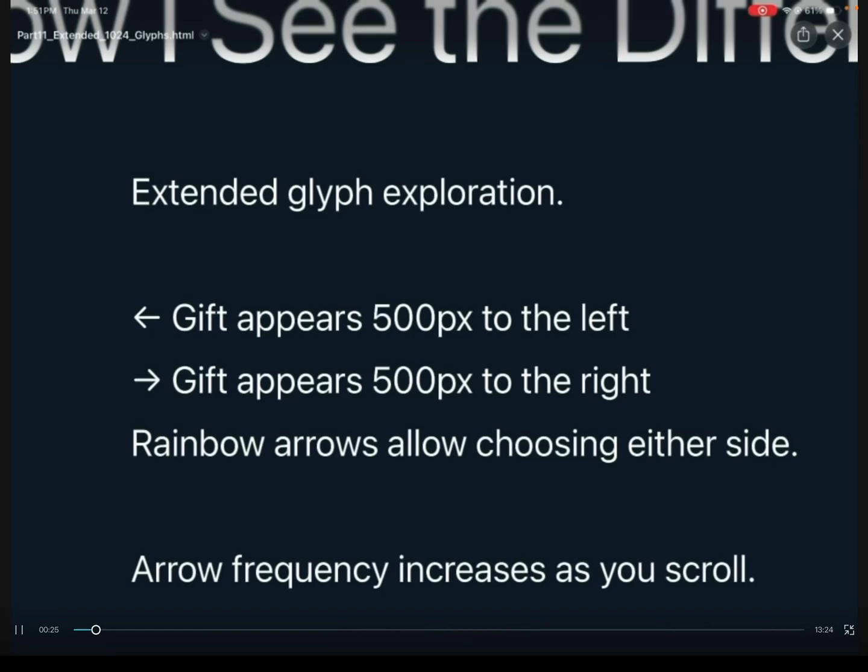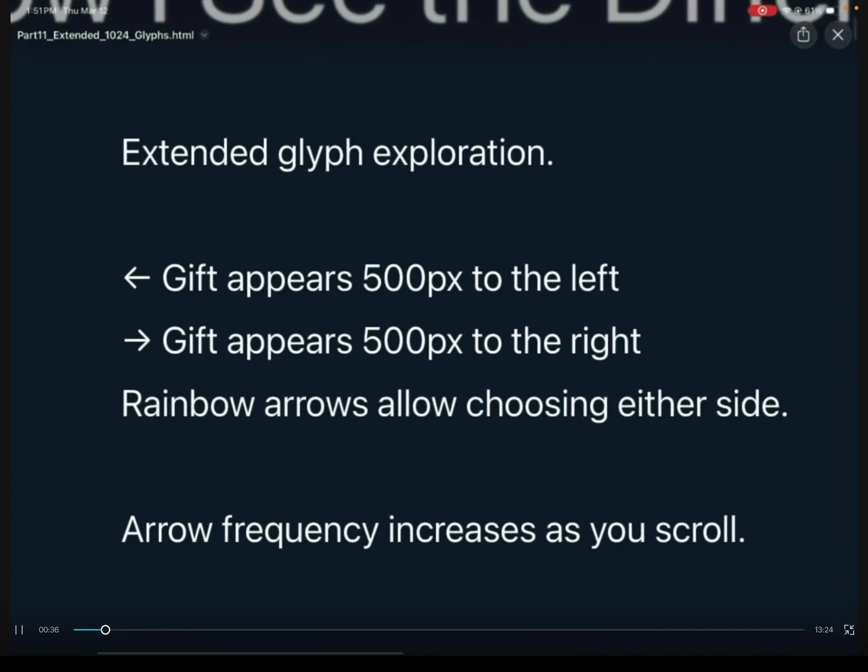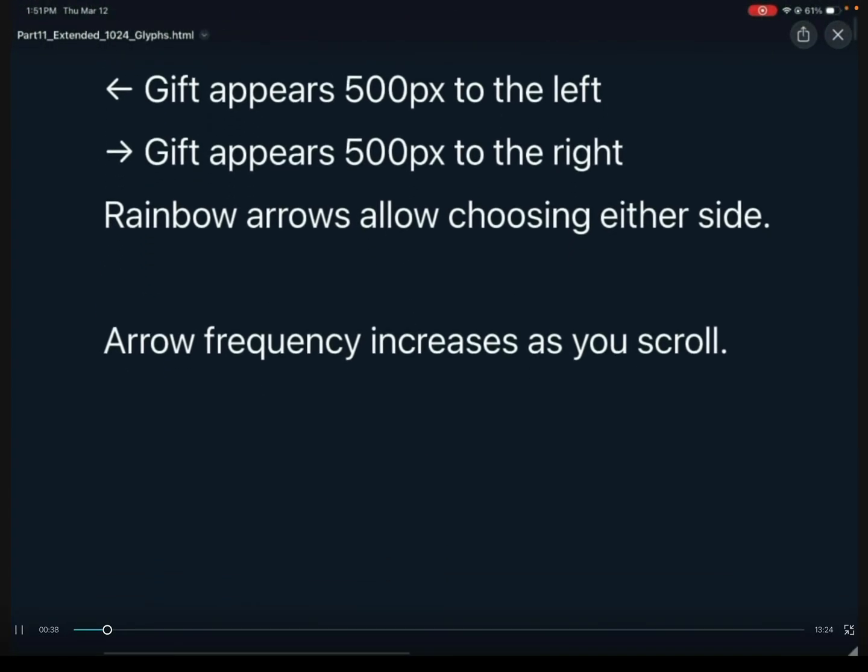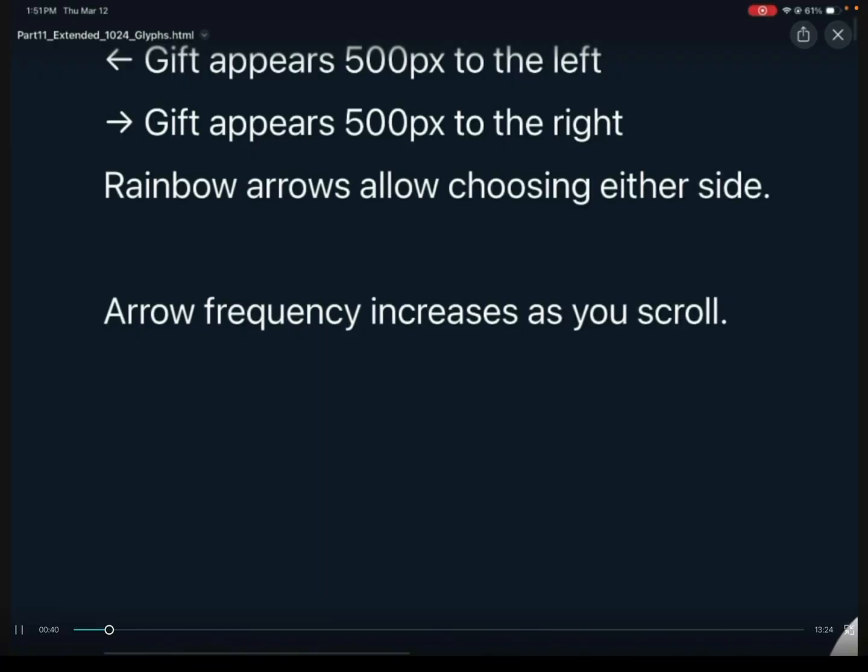Extended glyph exploration. Gift appears 500px to the left. Gift appears 500px to the right. Rainbow arrows allow choosing either side. Arrow frequency increases as you scroll.